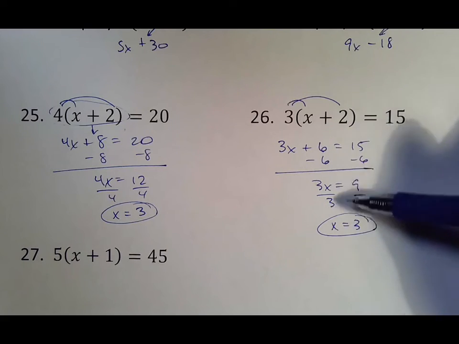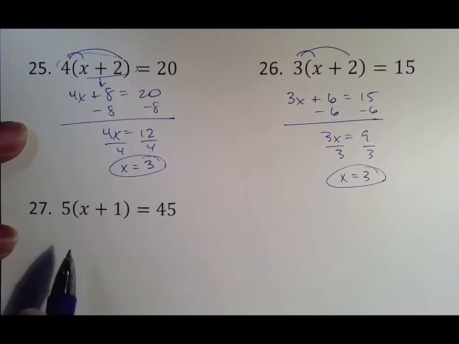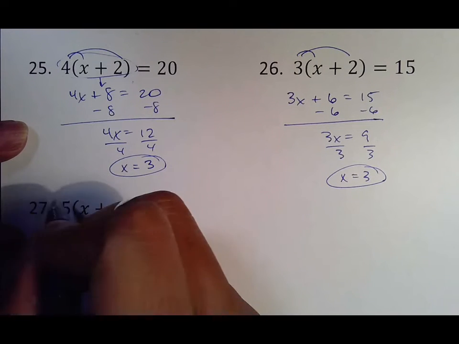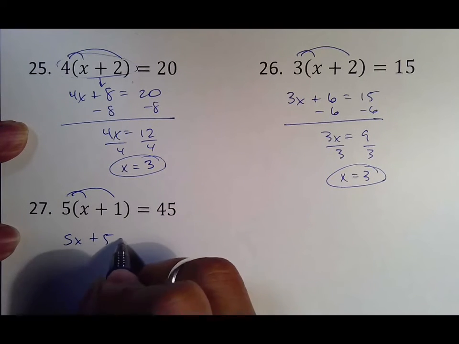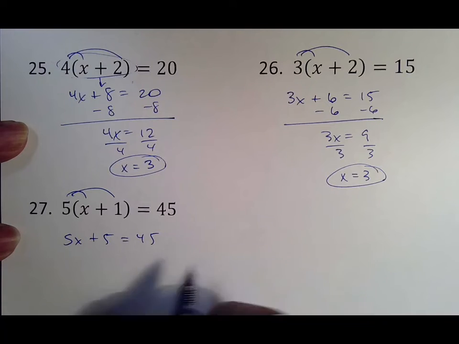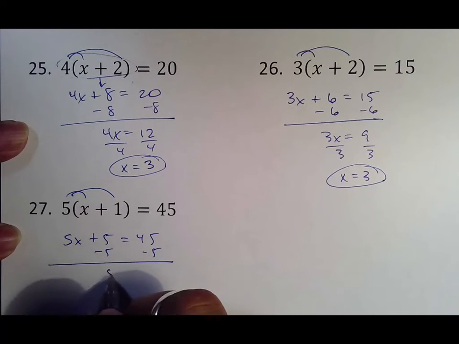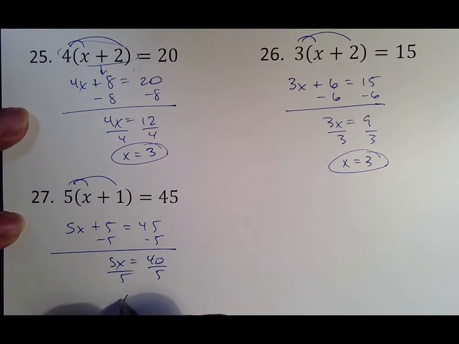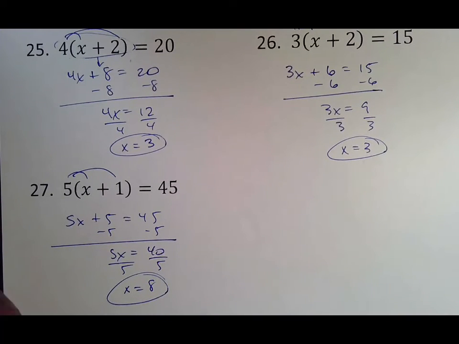Use the opposite, divide. The only difference is, like I said, this doesn't look like what we need. But from experience, we should know this is distributive property. So we distribute 5 times x, 5 times 1, bring down the rest. Hey, we're home. So work it out as normal. Plus 5 becomes minus 5. 5x divides by 5, giving us the final answer of x equals 8.